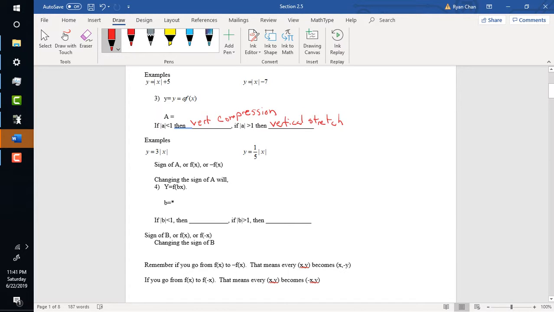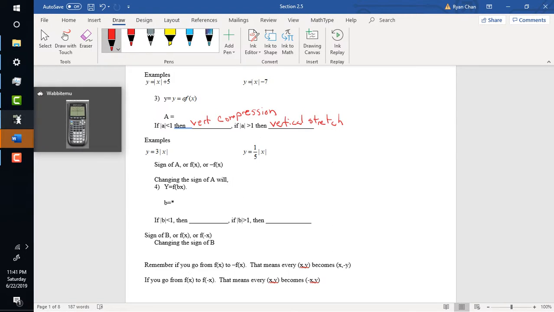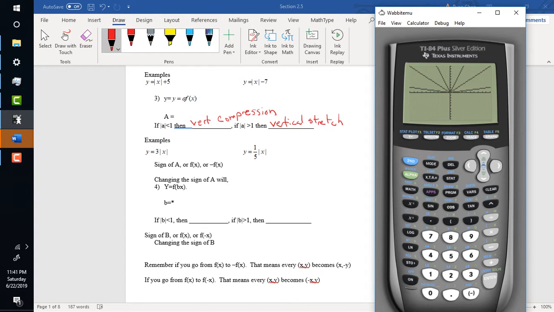What does a vertical compression mean? It means you're kind of squeezing your graph down. Notice my new graph is a lot shorter, and it ends up being wider.